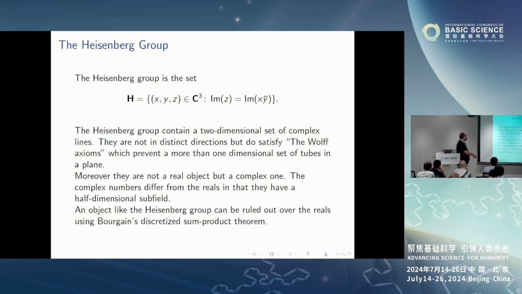So an object like the Heisenberg group over the reals can be ruled out using Bourgain's discretized sum product theorem, which among other things rules out half-dimensional rings in the reals. But that theorem was not yet known at the time of the paper with Laba and Tao. And so we actually dealt with this enemy example.